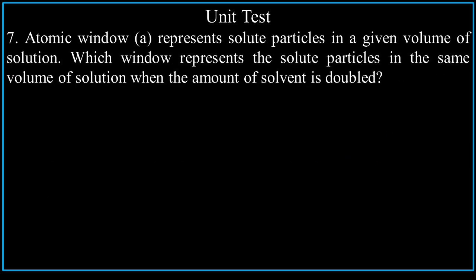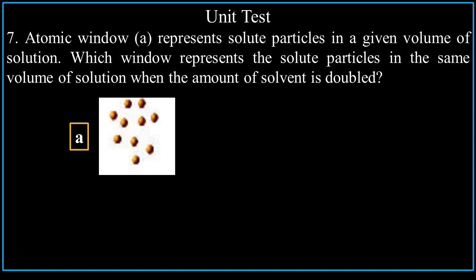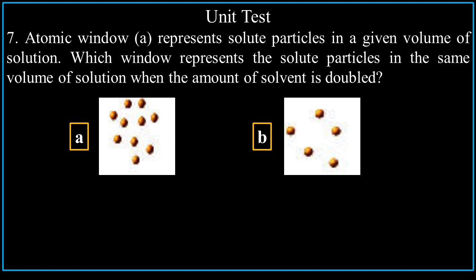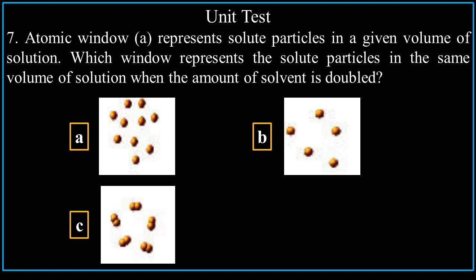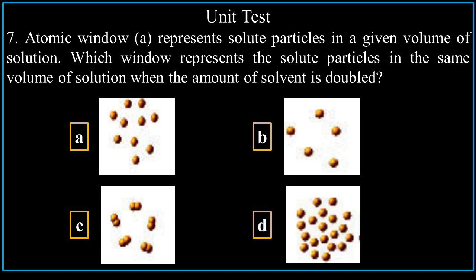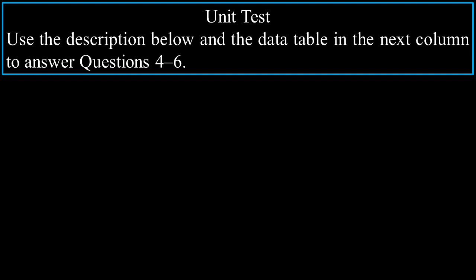Atomic window A represents solute particles in a given volume of solution. Which window represents the solute particles in the same volume of solution when the amount of solvent is doubled? A, B, C, or D? Which one is it going to be? I'm going to double the solvent, and I'm going to reduce the concentration as a result of that.